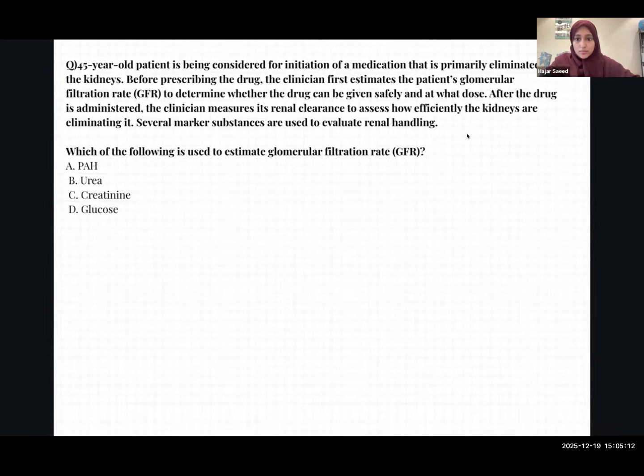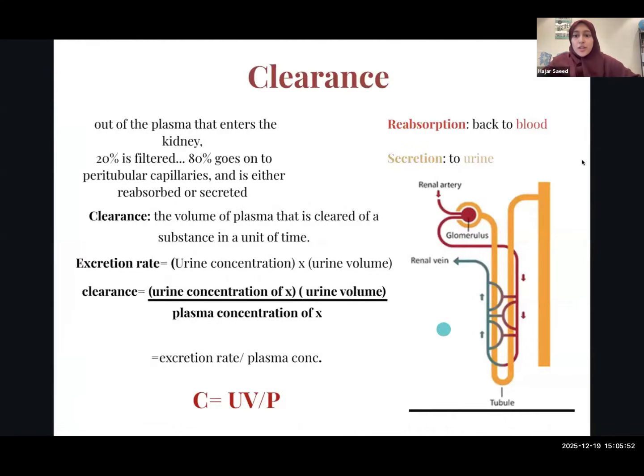Okay, anyone else want to answer? Okay, perfect. We'll move on to the next one and then we'll do the explanation. Which of the following substances is freely filtered and its secretion is greater than its reabsorption? Inulin, glucose, creatinine, or PAH? Okay, perfect. Now let's talk about it.